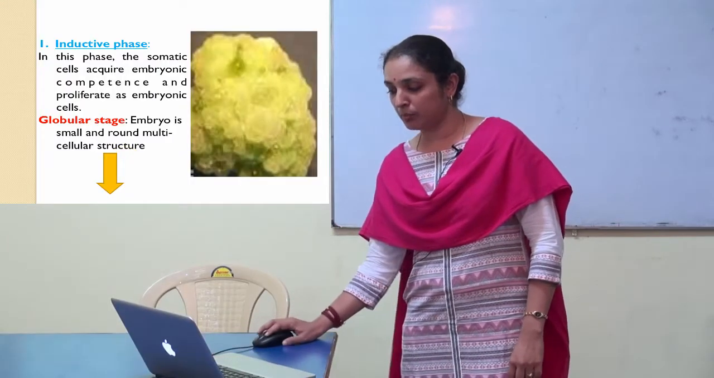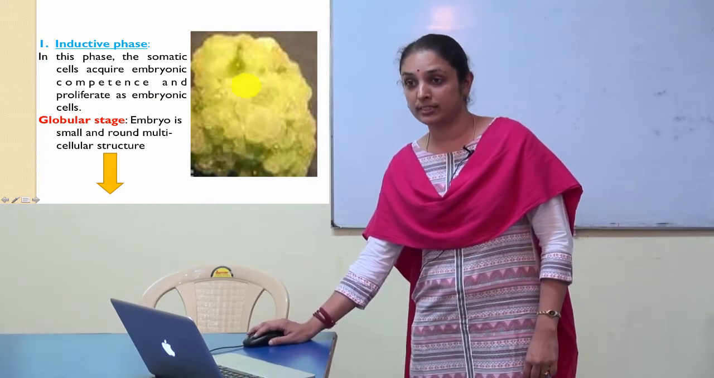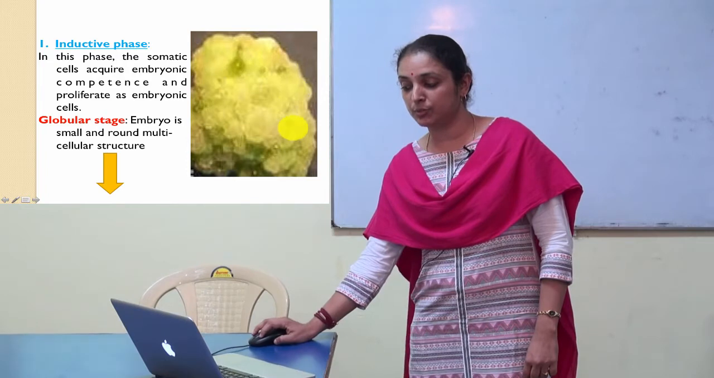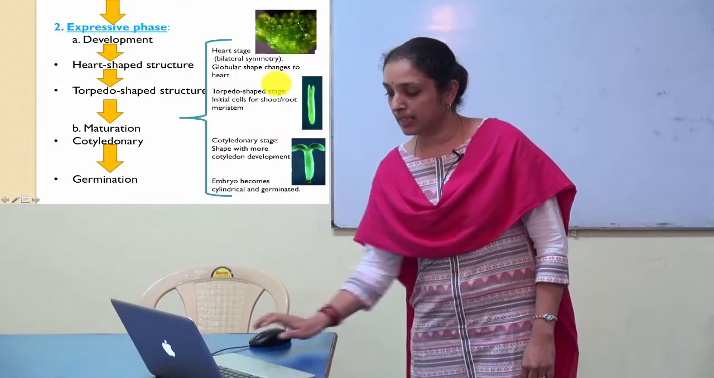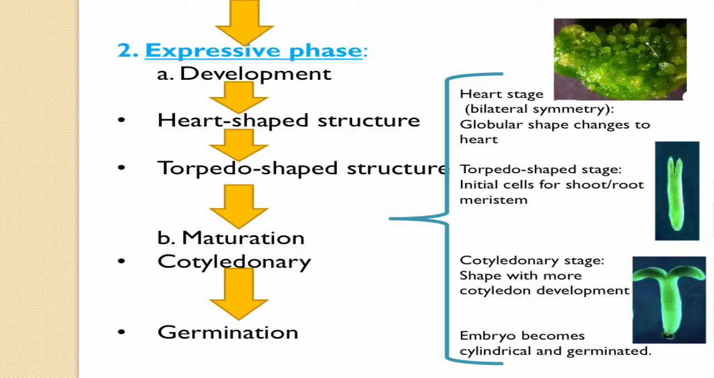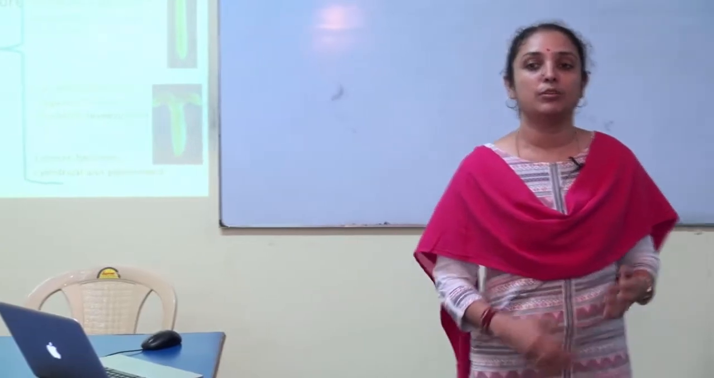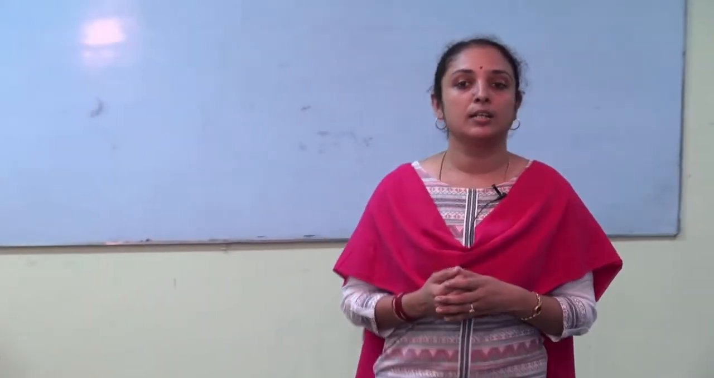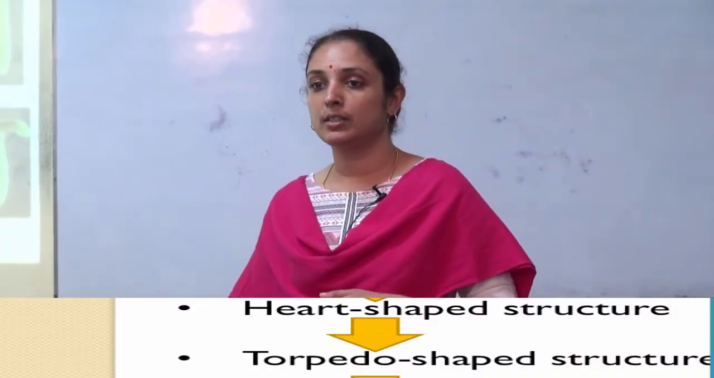So this is about the globular stage. I was telling about the inductive phase, where this is a callus, or the globular stage will be like a callus which is globular in shape. So the next stage is the expressive stage. The arrow mark, the flow chart that is shown, started with inductive phase here and then continued with expressive phase. So the development phase of the expressive phase includes two structures. One is heart shape, another is torpedo shape.